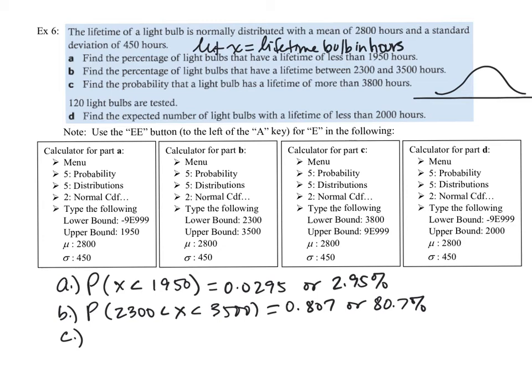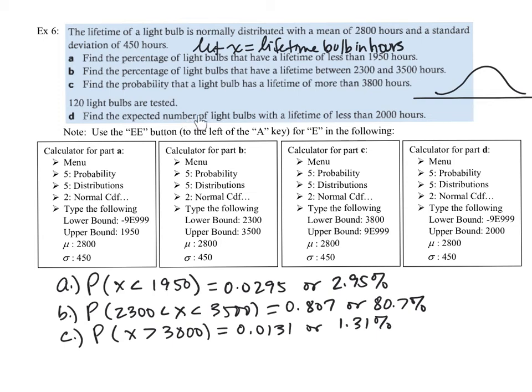So the probability of X, the number of hours the bulb lasts, being greater than 3,800, the calculator will tell you is 0.0131, or if you write that as a percent, it would be 1.31%. Okay? And then letter D says, suppose 120 bulbs were tested.